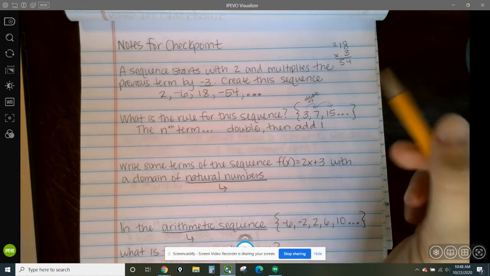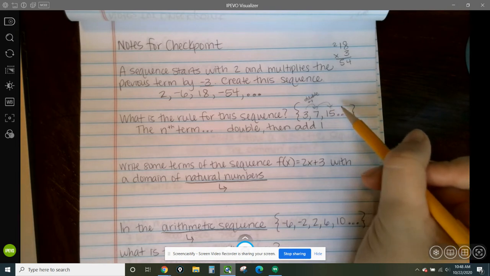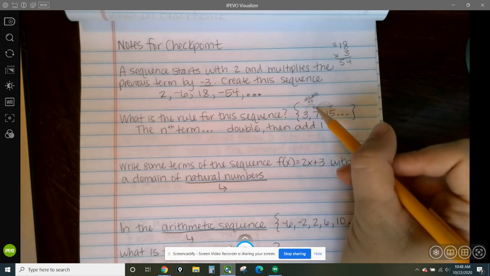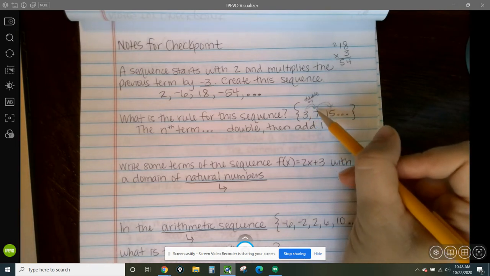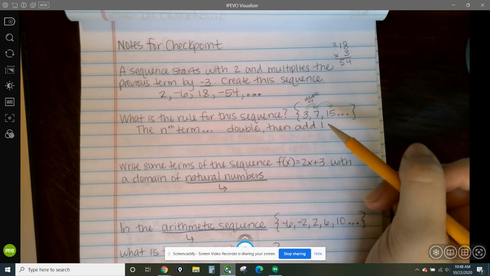So the key is to figure out what works for every transition here. Like I said, adding 4 works on the first one, but that doesn't work for the next one, if that makes sense. So you've got to find a rule that works every time.